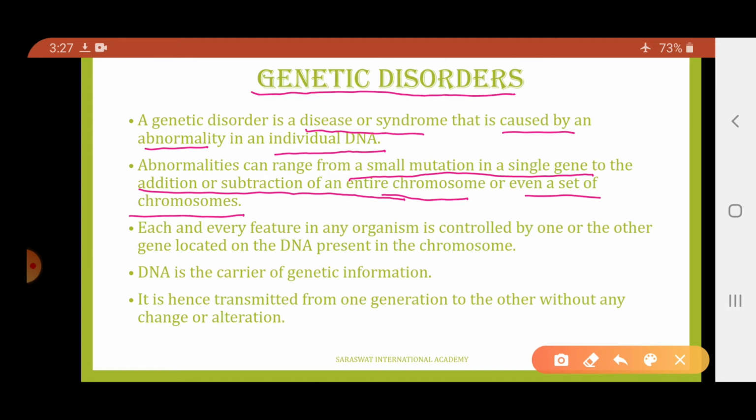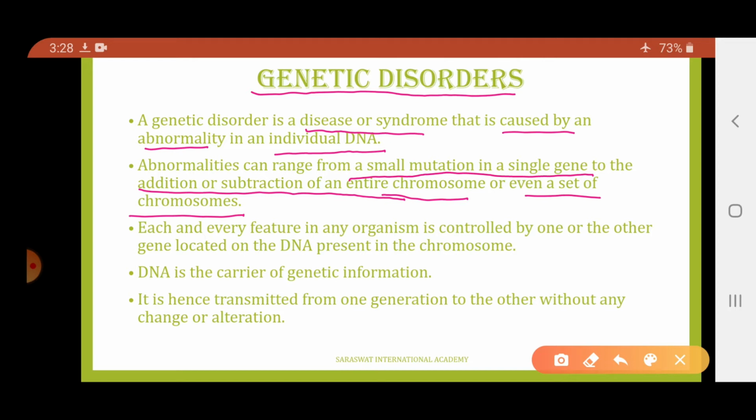There are two ways. Either there will be a mutation in a single gene, where we have studied substitution, addition and deletion, or it may be due to the addition or deletion of one chromosome, or the addition or removal of a complete set of chromosomes. So abnormalities arise either due to mutation or due to the addition or subtraction of an entire chromosome or an entire set of chromosomes.